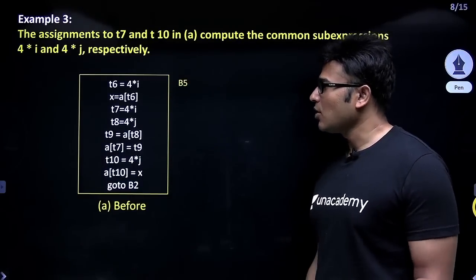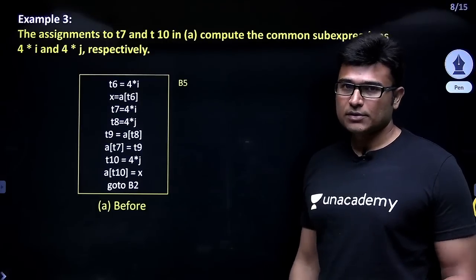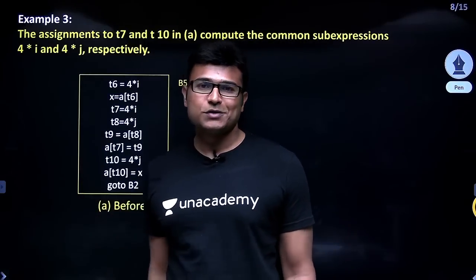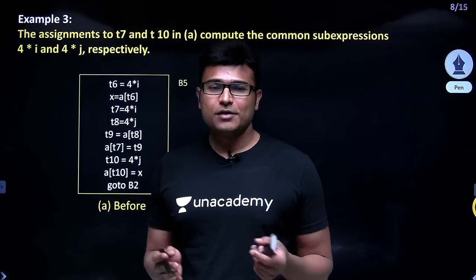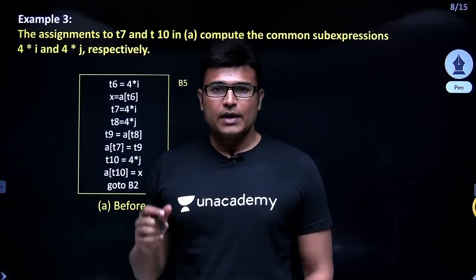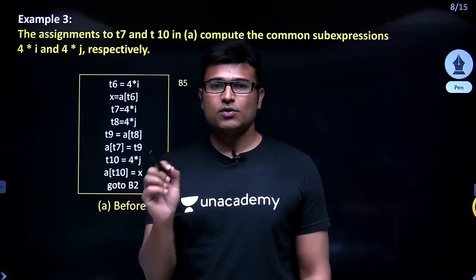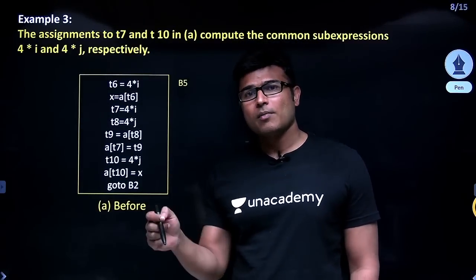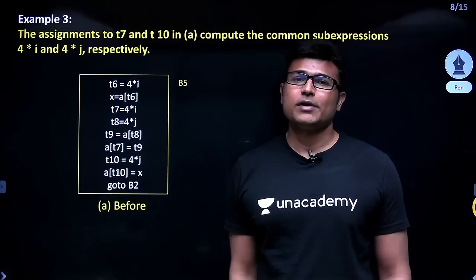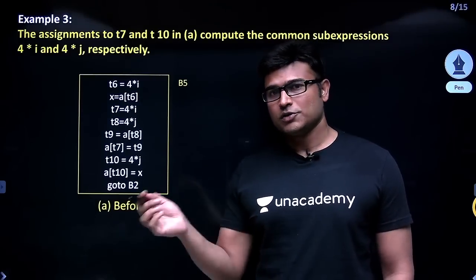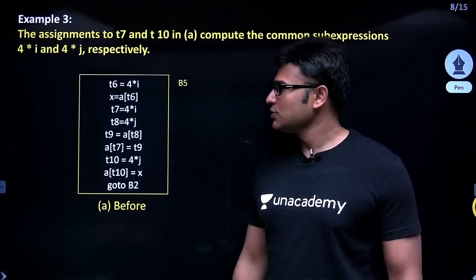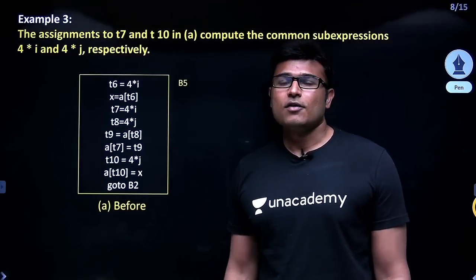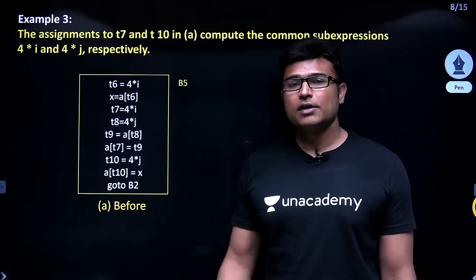Within a basic block, if you eliminate common sub-expressions, then that is called local common sub-expression elimination. The terminology is big, but the concept is very simple. Within a basic block, if you try to eliminate the common sub-expression, that is called local common sub-expression elimination. So don't get worried because of the terminology. Within the block you have to check where the expressions are repeated, then eliminate them.